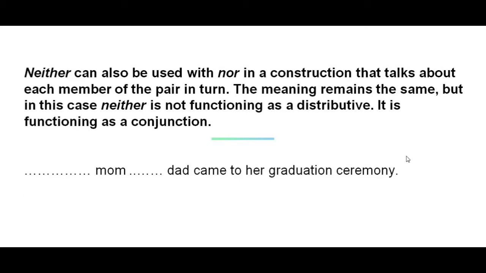Now read the following sentence and fill in the blanks using the appropriate form of neither. Mom, Dad came to our graduation ceremony. Neither Mom nor Dad came to our graduation ceremony.